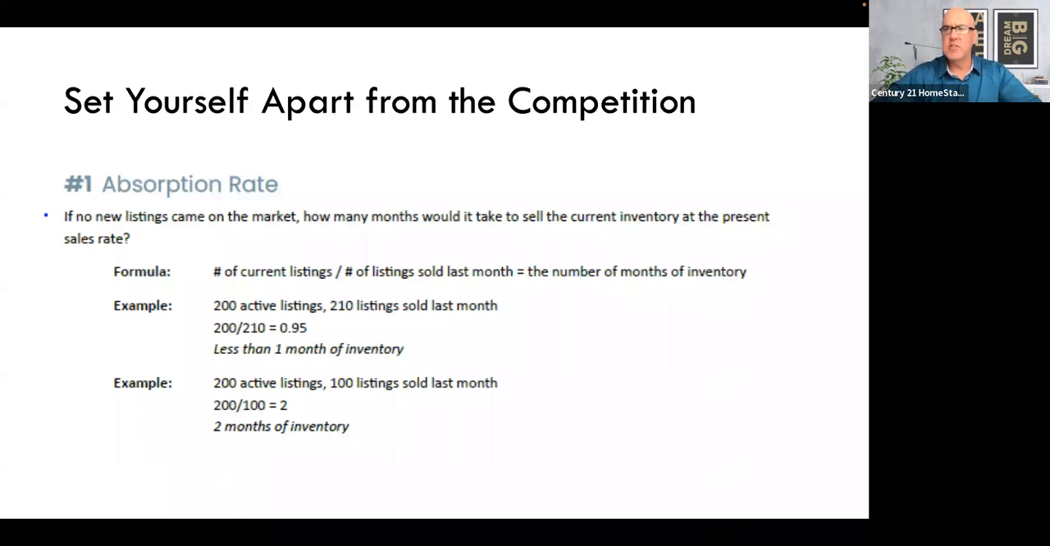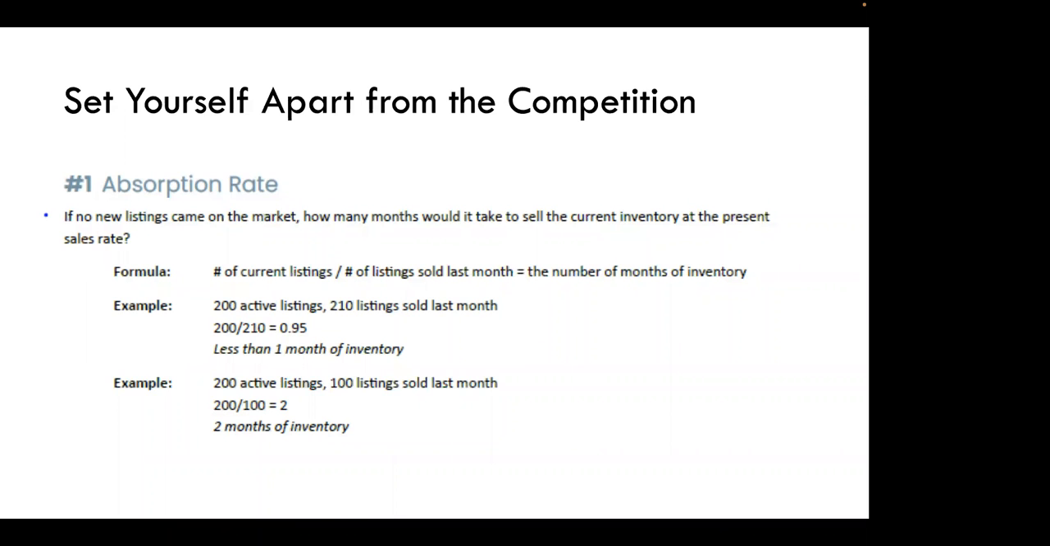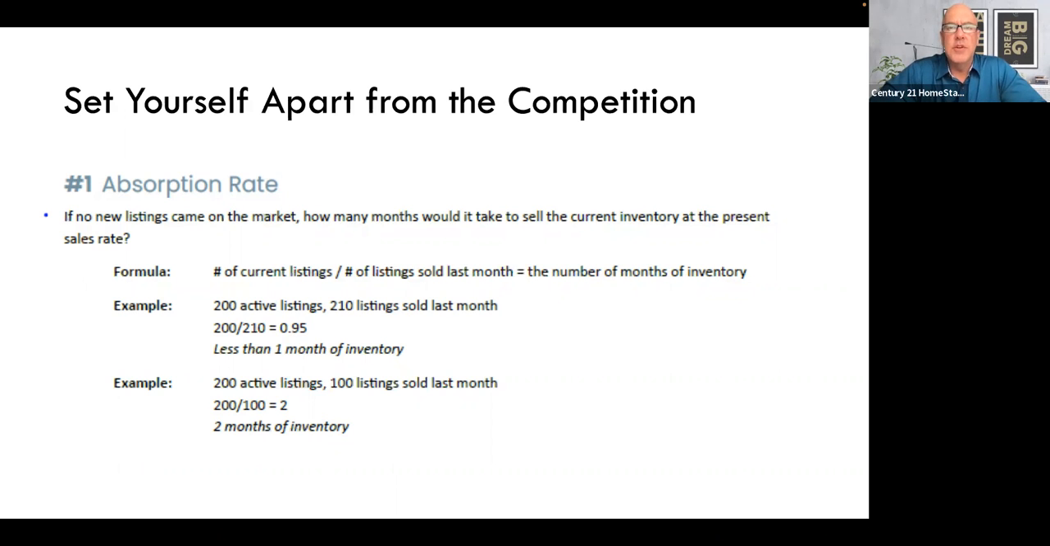So first thing we're going to talk to, I think there's three things, right, Debbie? There's three. There's four. Four things. So first is absorption rate.